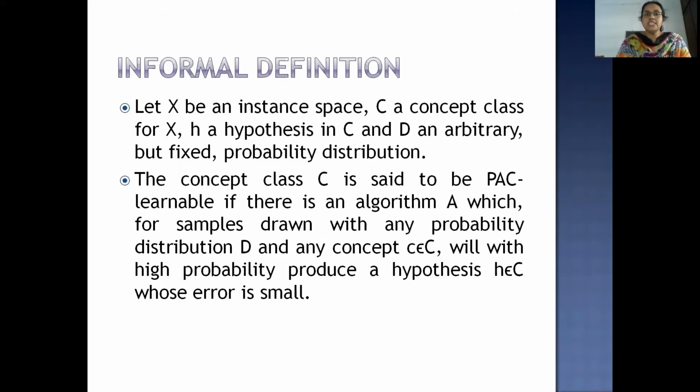Let X be an instance space, C a concept class for X, H a hypothesis in C, and D an arbitrary but fixed probability distribution. So we have these things as input. The concept class C is said to be PAC learnable if there is an algorithm A which for samples drawn with any probability distribution D and any concept C which is an element of the concept class will with high probability produce a hypothesis H which is an element of the concept class whose error is small. So this is what we mean by this big story.